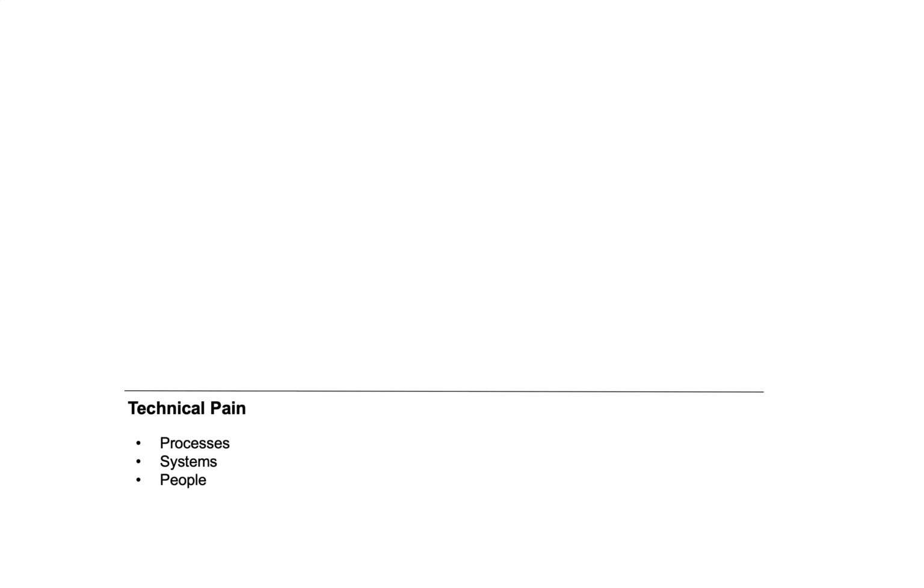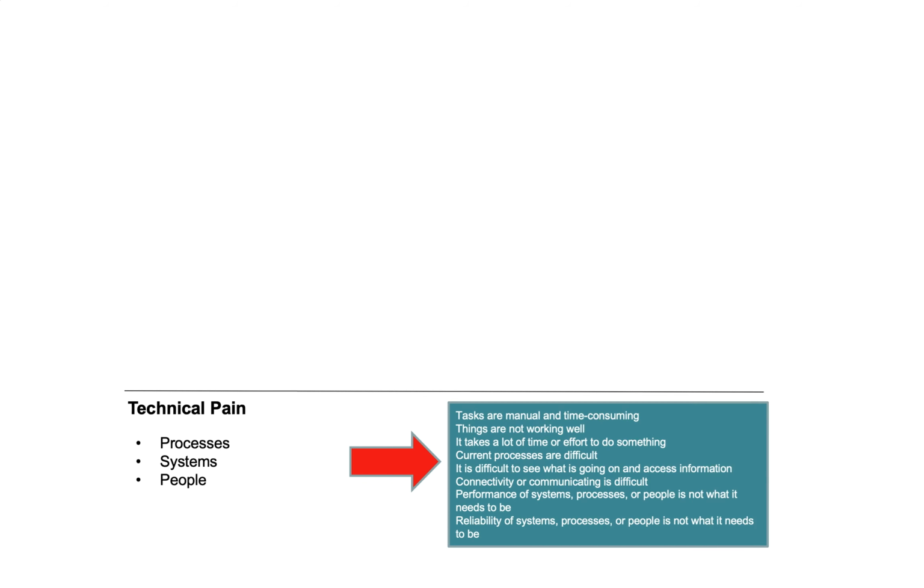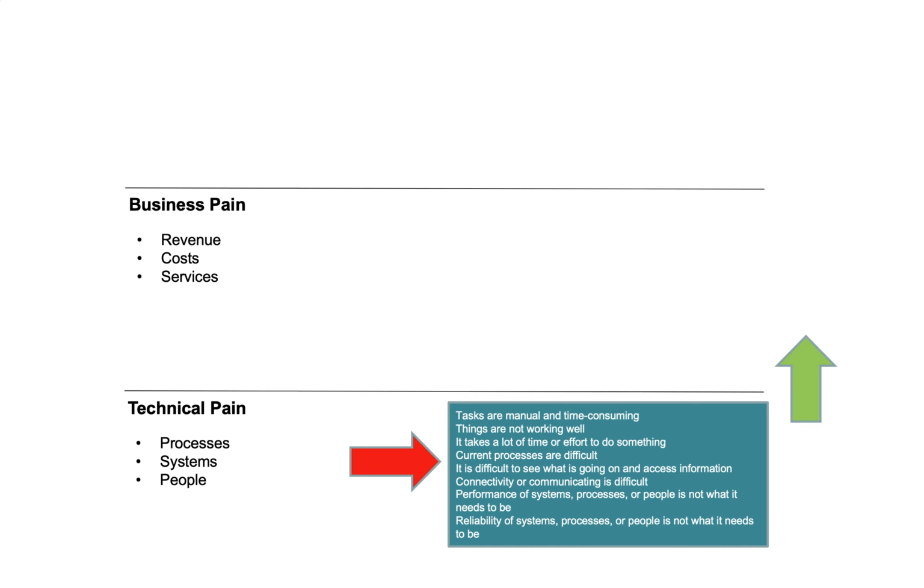And so just like there's technical value, there's technical pain. And these are challenges or issues that your prospect can experience in terms of processes not working well, or systems, or people. And so some examples are tasks are manual, time consuming, things aren't working well, processes are difficult, connectivity, communicating is difficult, performance isn't good. And so when your prospect experiences some of the technical challenges, that can often work its way up and cause business pain in the area of revenue or costs or services.